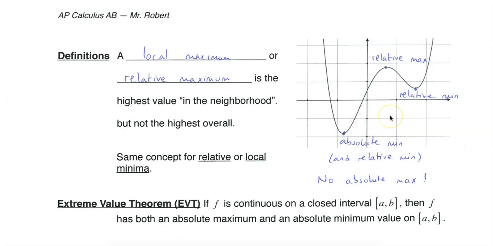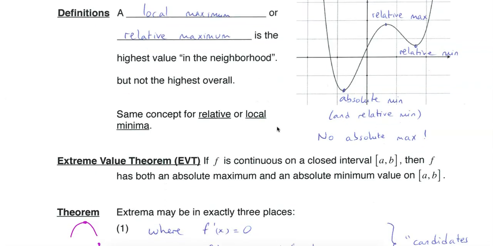There are no absolute maxima on this graph because the graph goes up to infinity, so there is no highest y value. So if we want to compare relative max with absolute max, you can think of the Himalayas. It has lots of mountains. Each mountain is a relative max, but only Mount Everest is an absolute max.